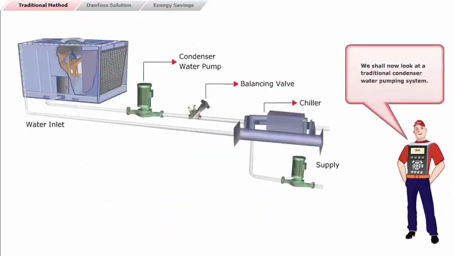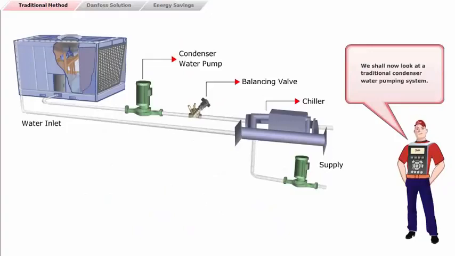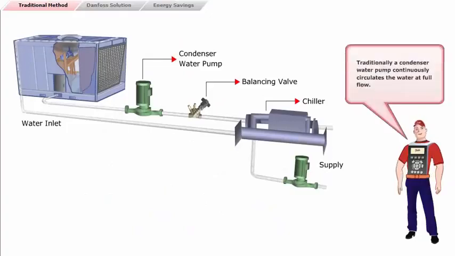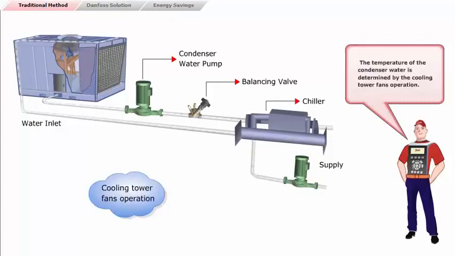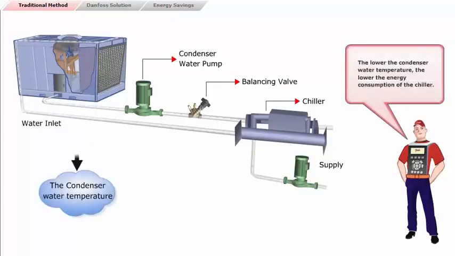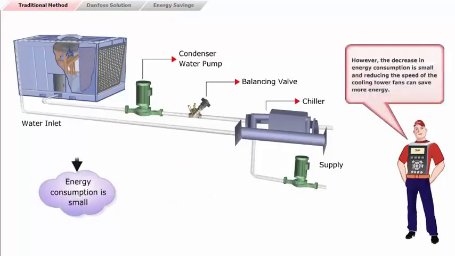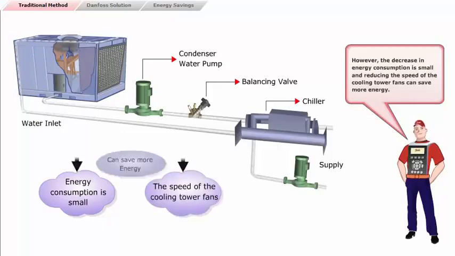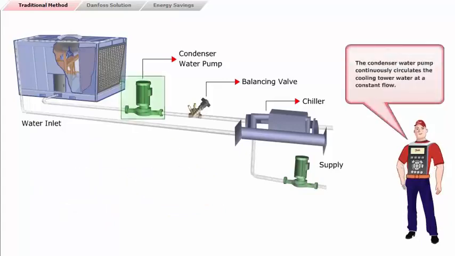We shall now look at a traditional condenser water pumping system. Traditionally, a condenser water pump continuously circulates the water at full flow. The temperature of the condenser water is determined by the cooling tower fan's operation. The lower the condenser water temperature, the lower the energy consumption of the chiller. However, the decrease in energy consumption is small, and reducing the speed of the cooling tower fans can save more energy. The condenser water pump continuously circulates the cooling tower water at a constant flow.